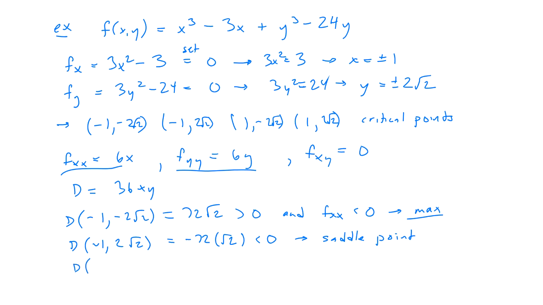So I do 1, negative 2, I get the same thing. Well, saddle point. And if I do 1, 2 square root of 2, 72 square root of 2. So these are all pretty much the same numbers.